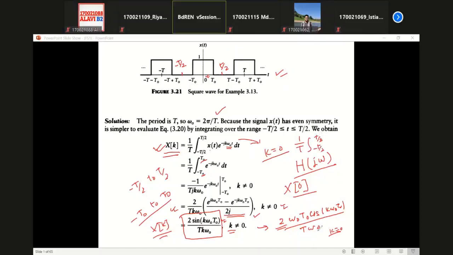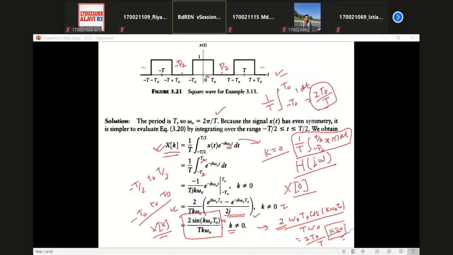Minus t, this is not equal to 2. Is it 2? This should be equal to 2 t0 divided by t at k equal to 0. So your integration from minus t by 2 to t by 2 of x(t) dt for k equal to 0 is not the average value of your signal over one period? Then you can easily verify that your average value would be equal to 1 by t integration from minus t0 to t0 of the value of your signal, 1 dt, and that is equal to 2 t0 divided by t. Anybody can say this. So this is the average value of your signal.